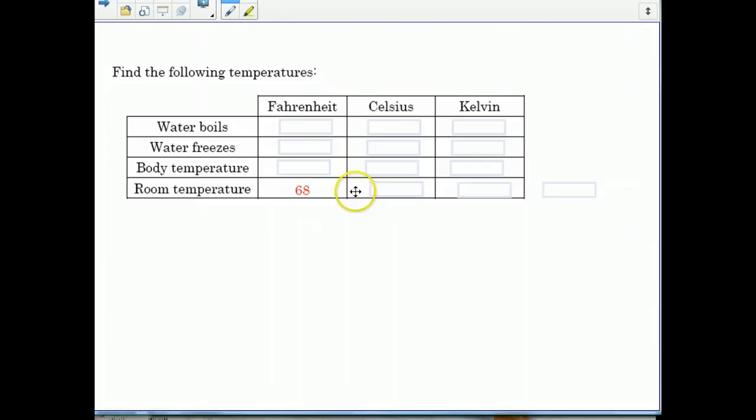So room temperature, I gave you the Fahrenheit there. Body temperature is 98.6 and 37 degrees, 310 degrees Kelvin. So that's temperature. Pause the video, answer those questions.